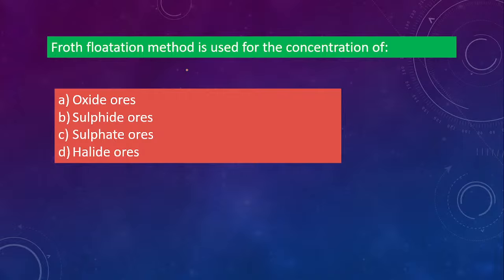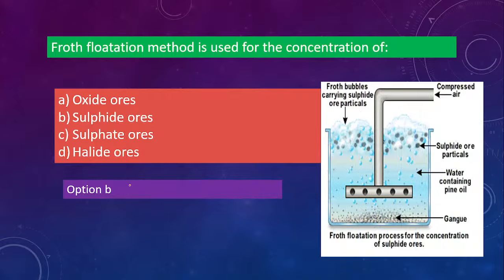And halide means halogens. Okay, fluorine, chlorine, bromine, iodine. So they are called as halogens. So if halogens are present, they are known as halide ores. Okay, let's see. So here we have option B. Okay, so sulfide ores we will go for froth flotation process. This is the froth flotation process for concentration of sulfide.